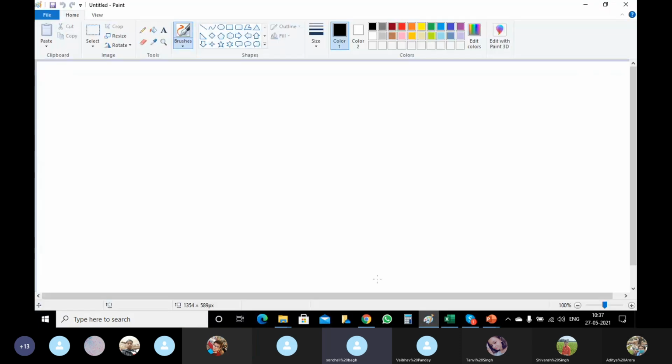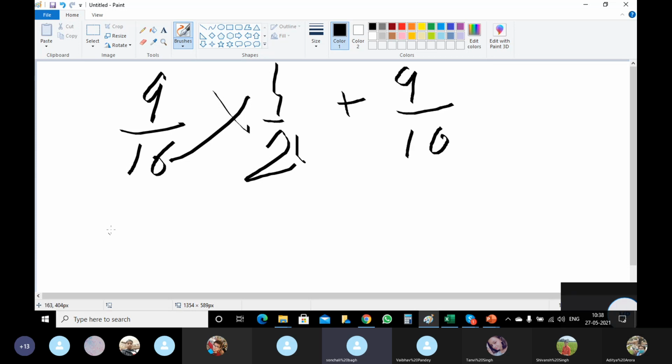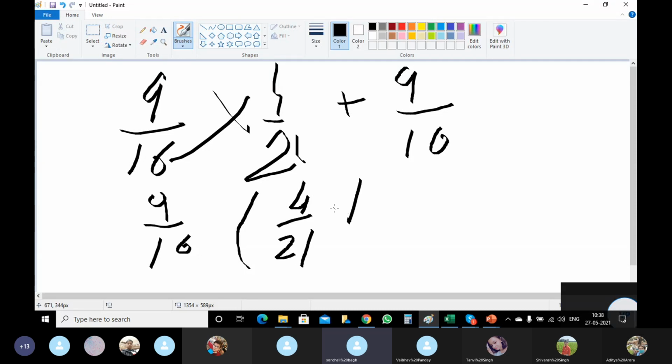Just see, I'm just writing these 2 numbers only, not the rest. 9 by 16 multiplied by 4 by 21, and plus 9 by 16. I'm not writing the whole set, only this much, okay? So what do I have? If I take out 9 by 16 common, what will I be left with? In the first bracket, I will be left with 4 by 21. And in the second set, I will be left with plus 1. Yes or no?